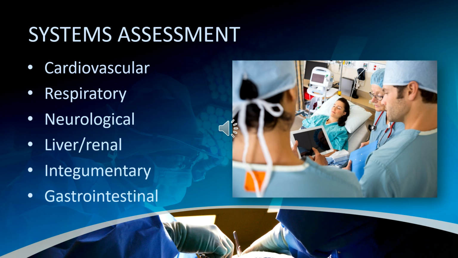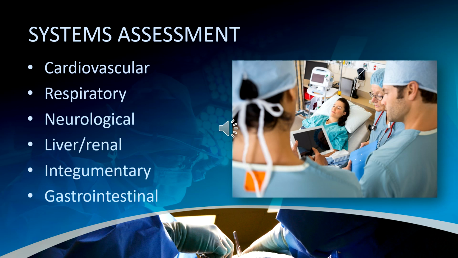A full head to toe should be done pre-operatively. So we're going to look at the cardiovascular system. In addition to the pulse and blood pressure, the nurse further assesses the patient's cardiovascular health. Peripheral pulses, color, skin turgor, capillary refill, temperature, and edema are important parameters to assess. The nurse also auscultates the heart for rhythm, rate, and murmurs.